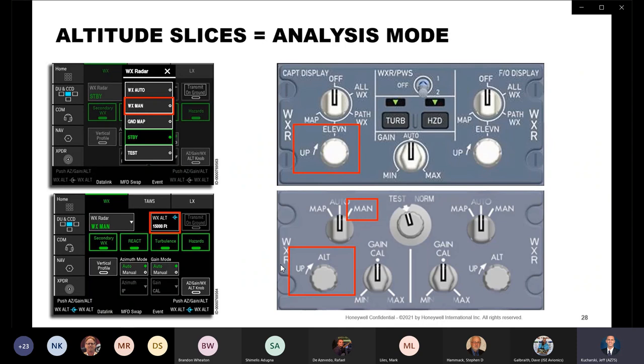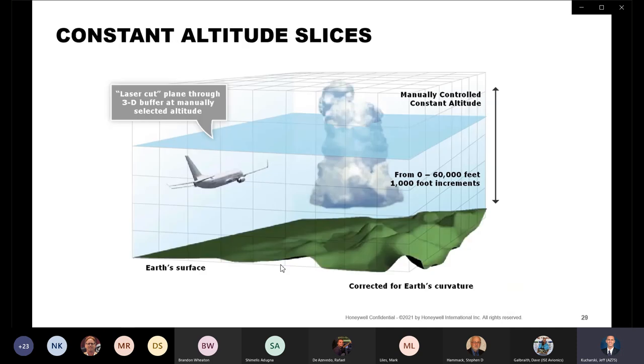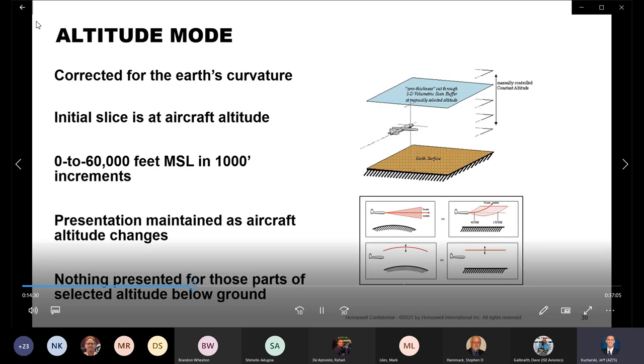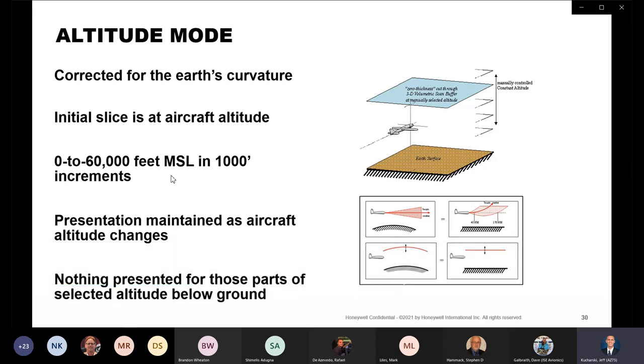And that is constant altitude slices, or altitude mode, or manual mode. What this does is provide a laser thin slice through the 3D buffer that you select. It's corrected for the Earth's curvature. The initial slice is at the current aircraft altitude, and then you can dial up or down from 0 to 60,000 feet in 1,000 foot increments. If you climb or descend, it'll maintain your selected altitude, and nothing is presented for those parts below ground.